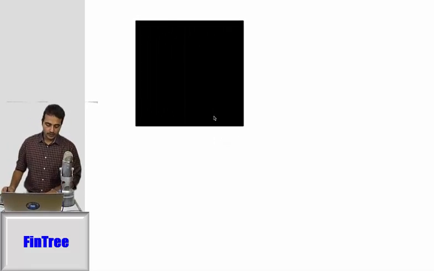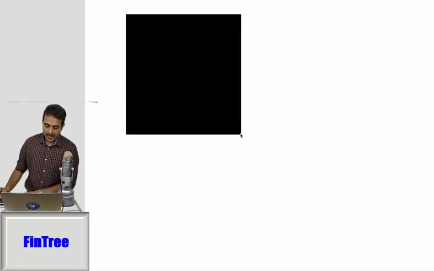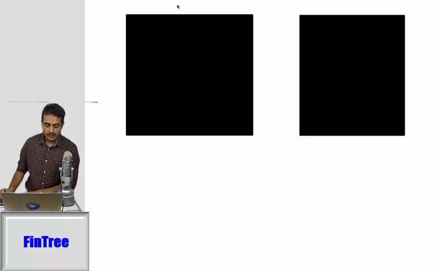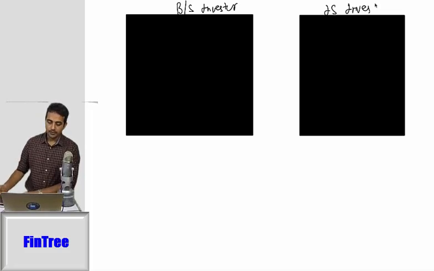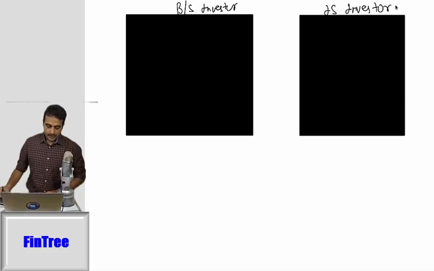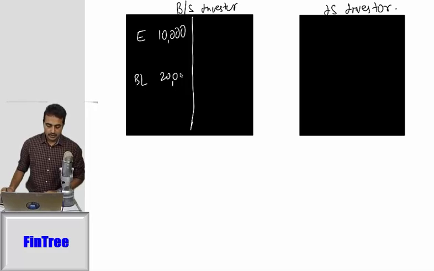So in fact, now what I'll do is I will prepare a balance sheet and income statement. So this is the balance sheet of the investor, and this is the income statement of the investor, without considering the impact of the financials of the investee for this year. Okay? So equity is 10,000. Bank loan 20,000. This is 30,000.